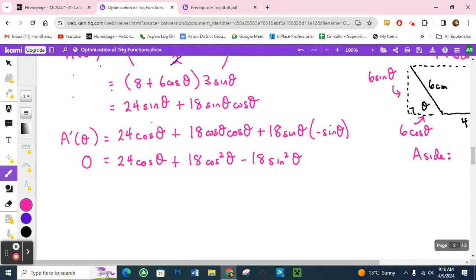We can actually take sine squared theta and turn it into 1 minus cos squared theta using everybody's favorite identity, the Pythagorean identity, right? So 24 cos theta plus 18 times cos squared theta minus 18, and we can replace sine squared theta with what it's equal to. Sine squared theta is equal to 1 minus cosine squared theta. That's a little trick. Remember when Mr. C made you guys prove a whole bunch of identities? Building you up to this moment, we can replace sine squared theta with 1 minus cos squared theta.